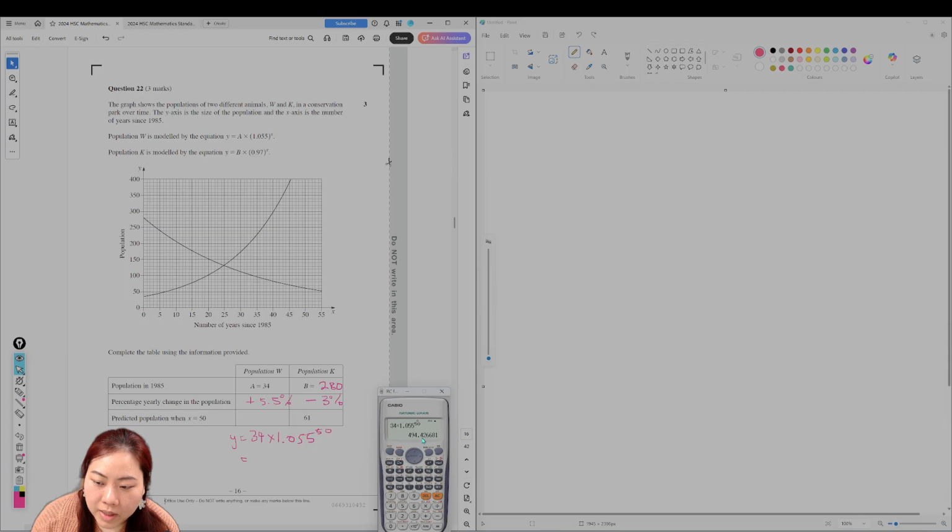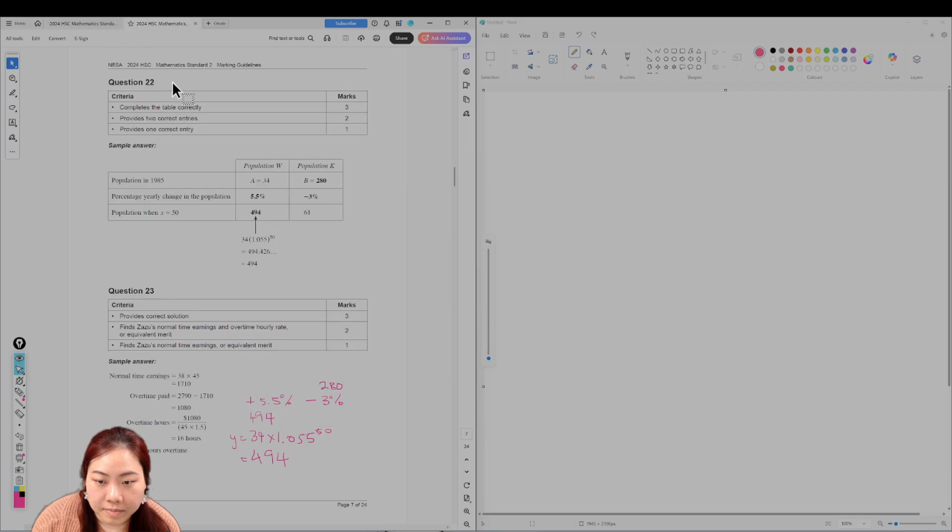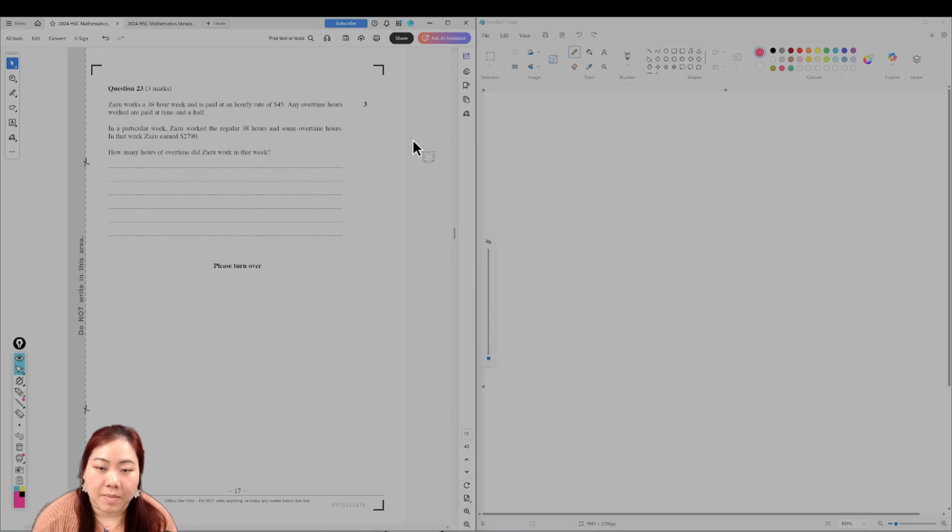494.426. Okay, we can't have 0.426681 of a wombat, so we have to decide whether we want 494 or 495. Since it's 0.42, I'm going to round down. 494. Okay, let's see what the answer says. We have 280, 5.5, negative 3, 494. Very good.